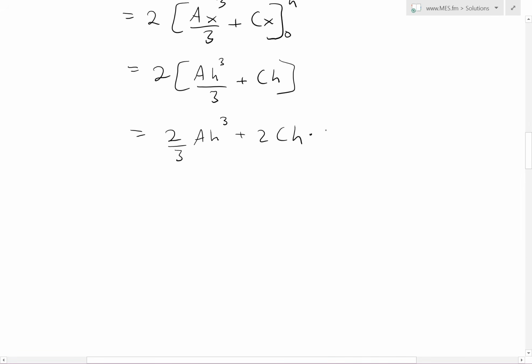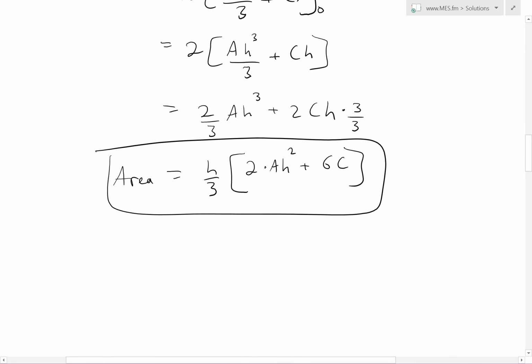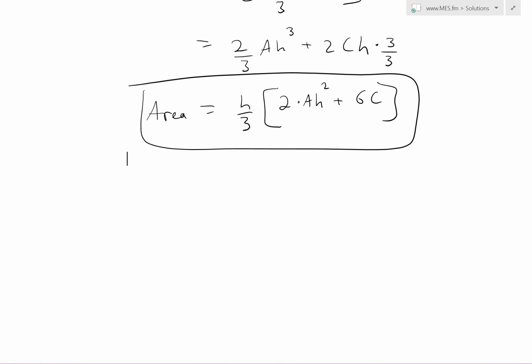So I'm going to multiply by 3 over 3 here, so we're not changing anything. And then I'm going to take out h over 3 from both sides. So we get h over 3 times 2h squared plus, well, we took out a 3 and an h, so there's a 2 and a 3, so 6c. And you'll see why we're doing this soon enough as I get further into the proof, and why we're basically going to replace this a and c, so we're not dependent on these constants.